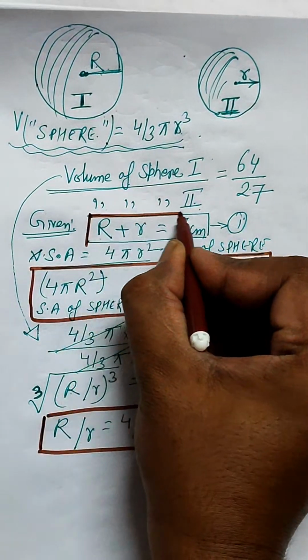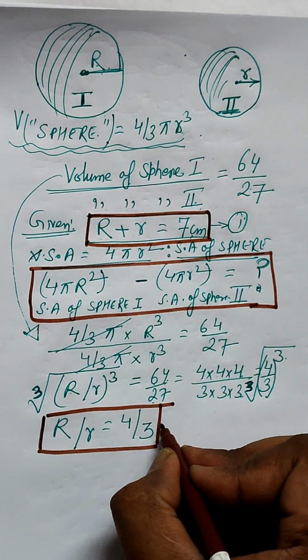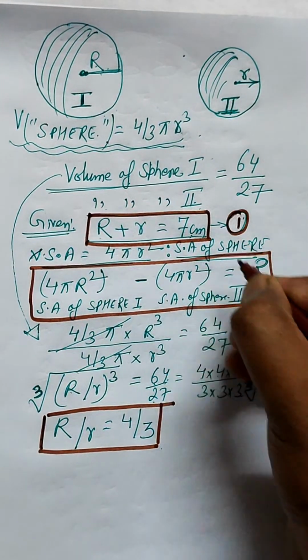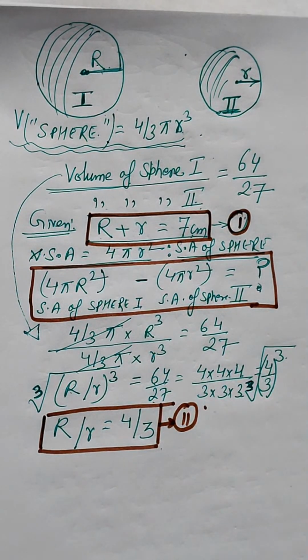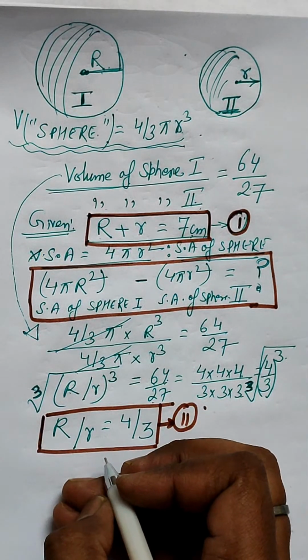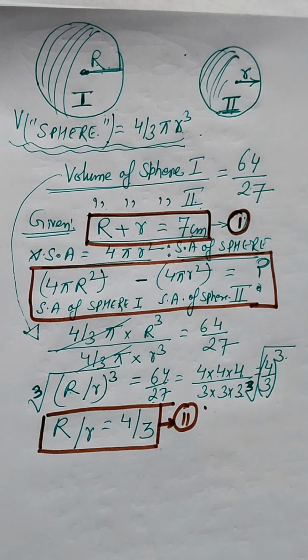So this was equation number 1, right? And this was equation number 1, and this was equation number 2. Now we will be using one of the formulas, that is the formula of a plus b whole square and a minus b whole square, right? Why will we be using it?